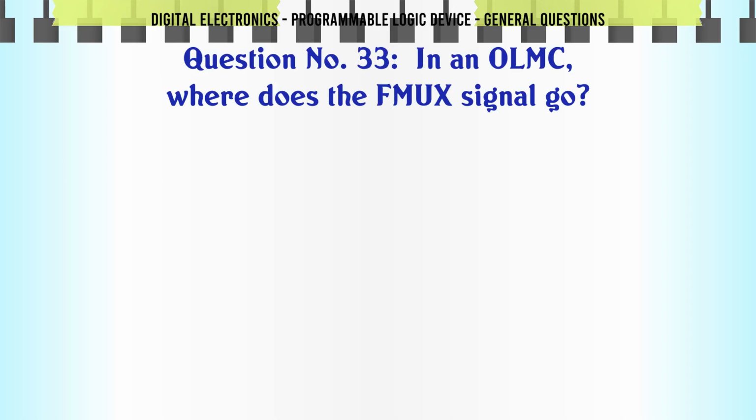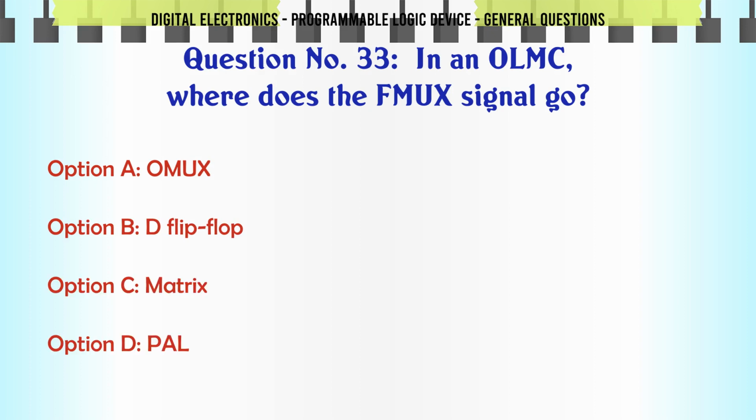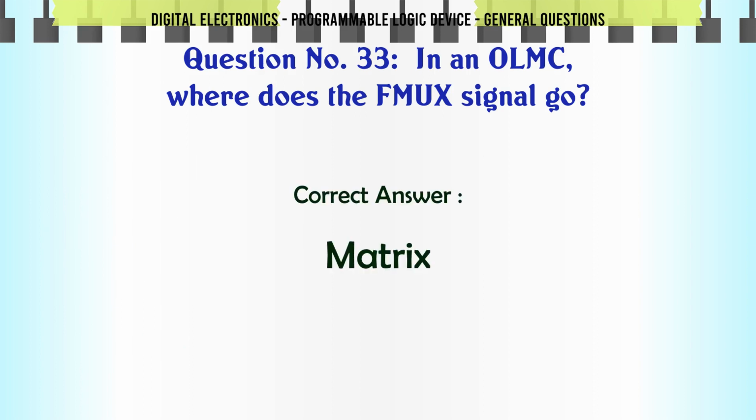In an OLMC, where does the FMUX signal go? A. OMUX. B. D flip-flop. C. Matrix. D. PAL. The correct answer is matrix.